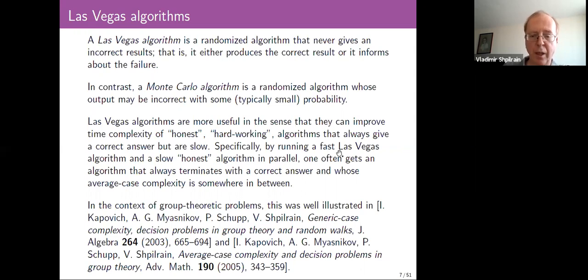Their results describe specific situations where the average case complexity is actually lower than the complexity of the hard working algorithm.